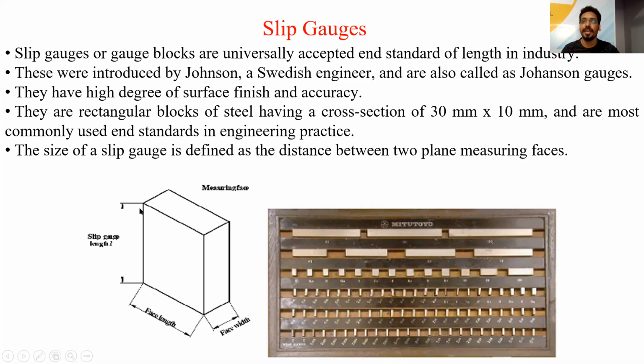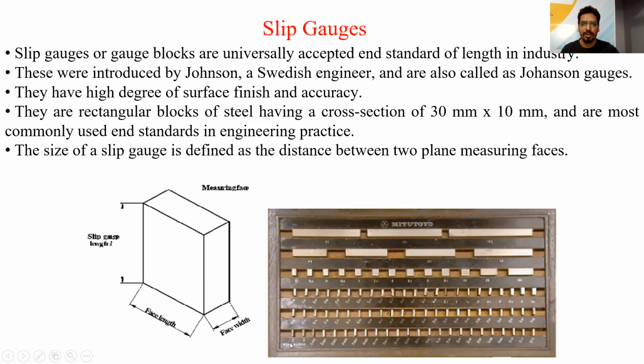Each slip gauge has its particular dimension. Let us suppose a slip gauge has the dimension of 1.0005 mm. It means it is only a single piece in a box. Why am I saying in a box? Because a number of slip gauges with different dimensions are present in a box.